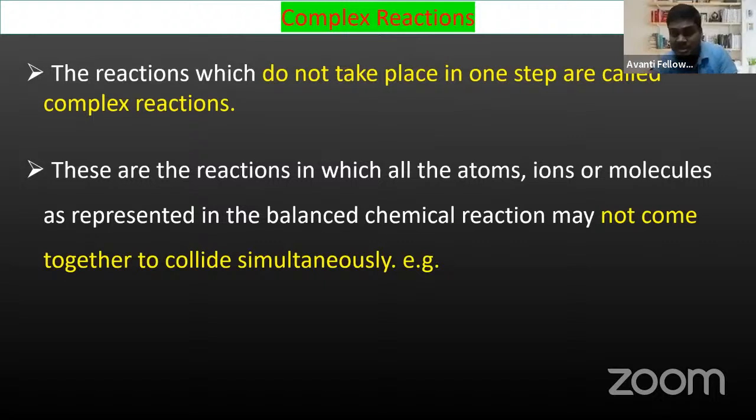These are the reactions in which the atoms, ions or molecules represented in the balanced chemical equation may or may not collide together simultaneously, right? So basically in a complex reaction, the atoms, ions or molecules as represented in a balanced chemical reaction may not come together to collide simultaneously. Maybe they are not colliding with each other at the same time.